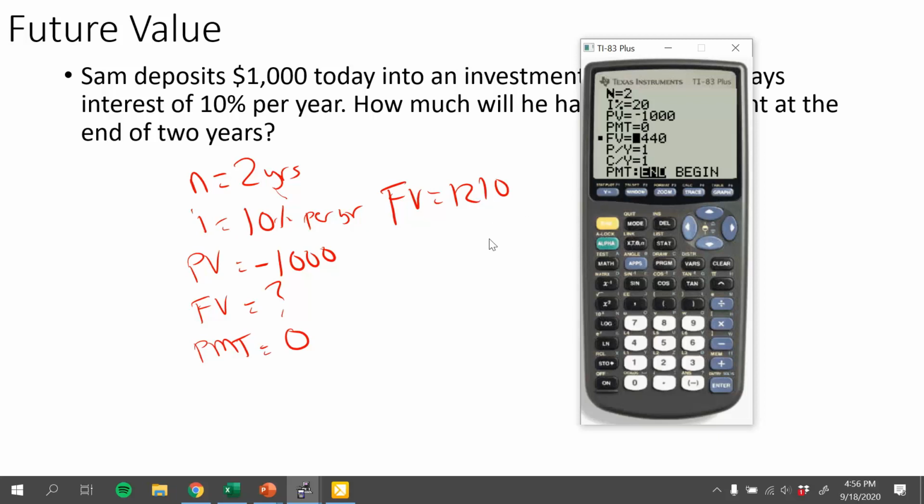So those are two relationships you should keep in your mind. As N increases, future value increases. And as I increases, future value increases.